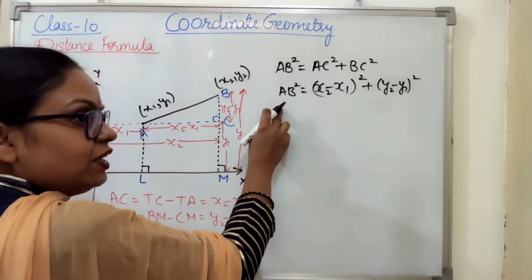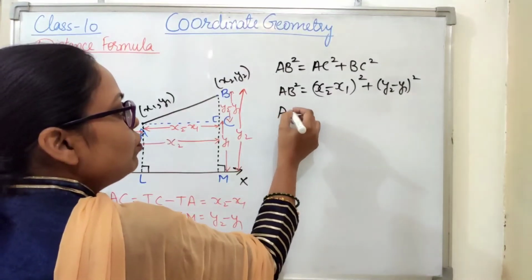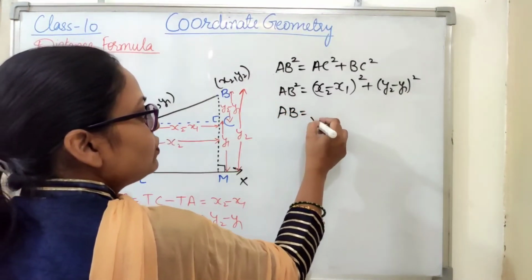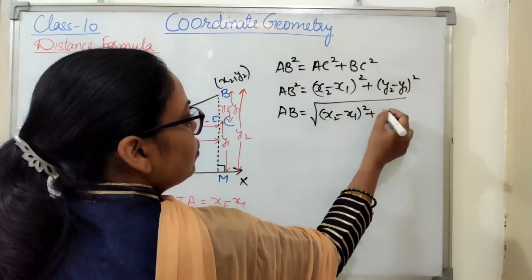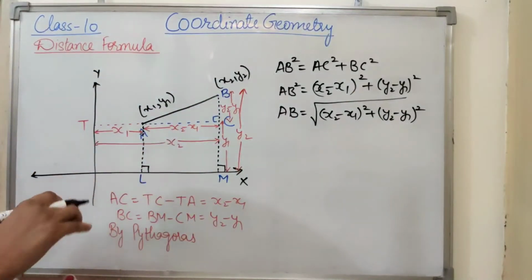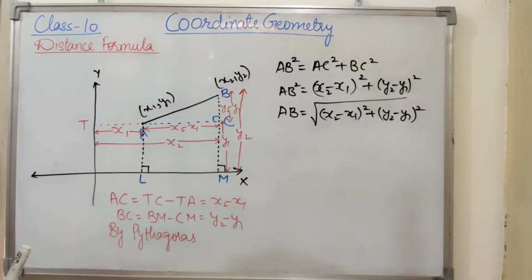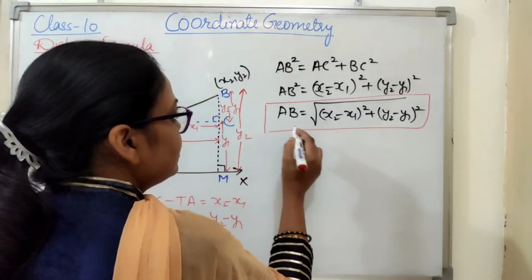We are interested in AB length. We are not interested in square. So to remove this square, we have to take square root on both sides. So let us take square root. So what did we get here? We get here the formula, which is distance formula. This is what? Distance formula.